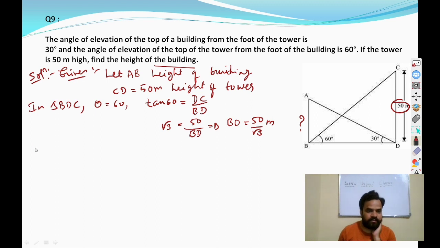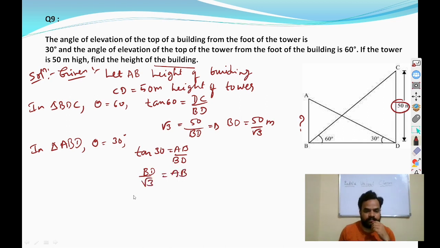I will take one more triangle, ABD. In triangle ABD, where theta equals 30 degrees, tan 30 equals AB by BD. Tan 30 is 1 by root 3. That is, BD by root 3 equals AB. Therefore AB equals 50 by root 3 into 1 by root 3, which equals 50 by 3. This many meters is the height of the building, and we can solve this problem.